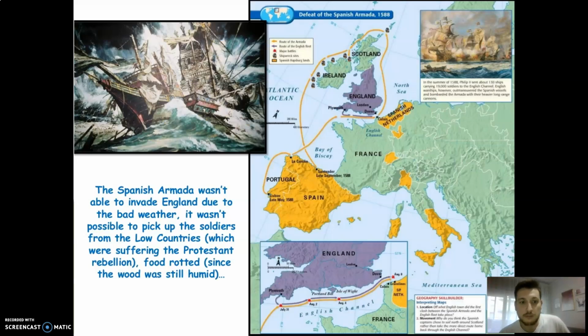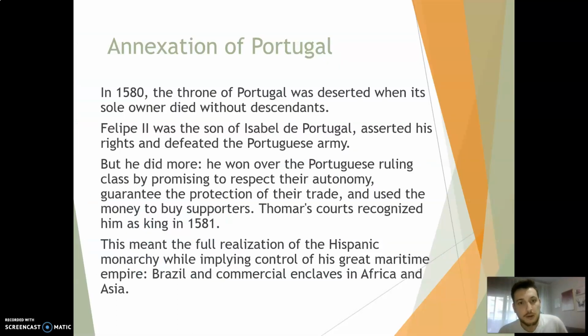Well, this is the Spanish Armada, which wasn't able to invade England due to the bad weather. Okay, they couldn't pick up soldiers from the Low Countries. And the annexation of Portugal is very important because the throne of Portugal was vacant. As I told you in the last video, Charles the Fifth was married to a princess of Portugal. So his son Philip II had a chance to get the throne.